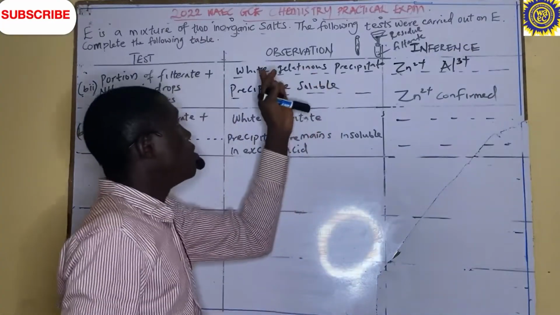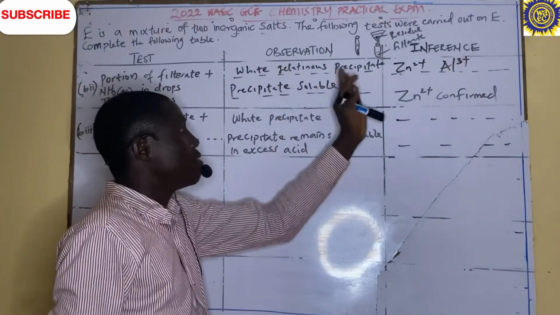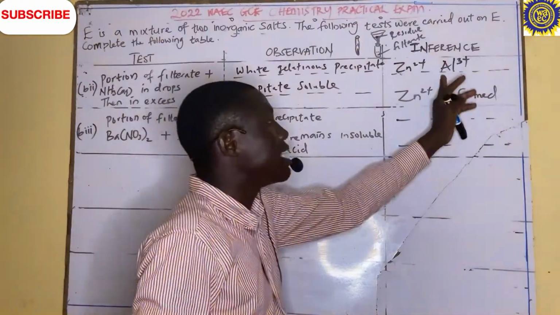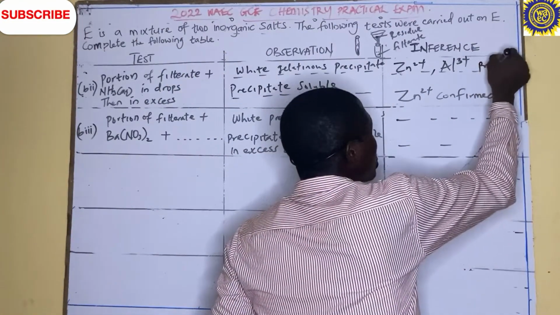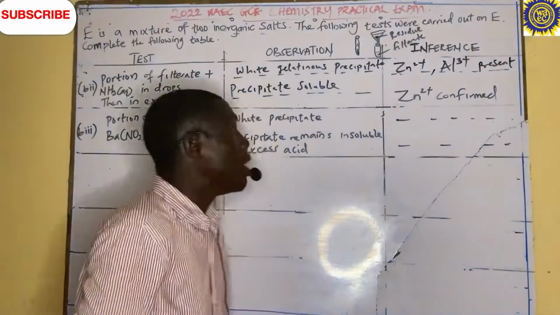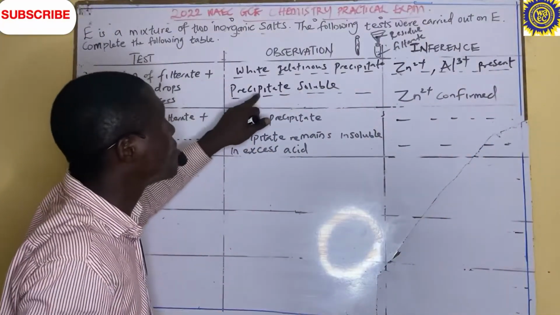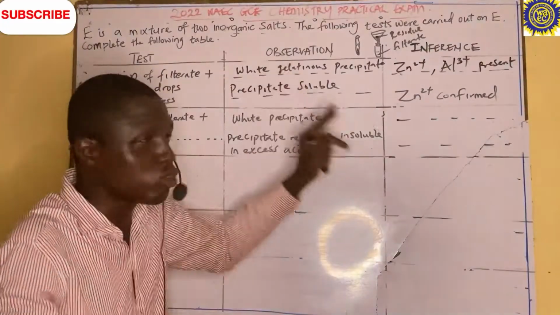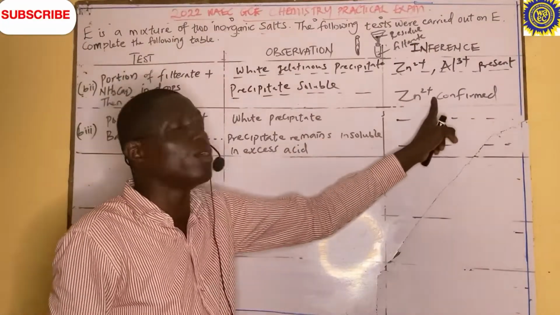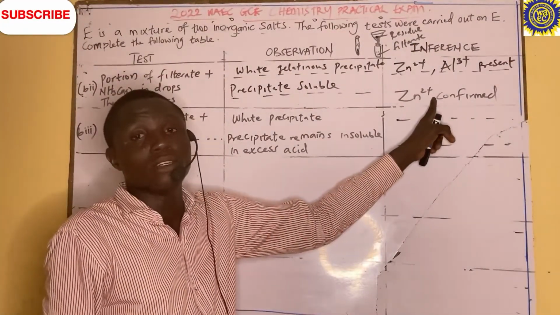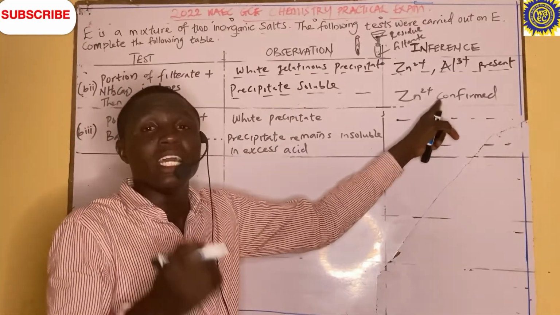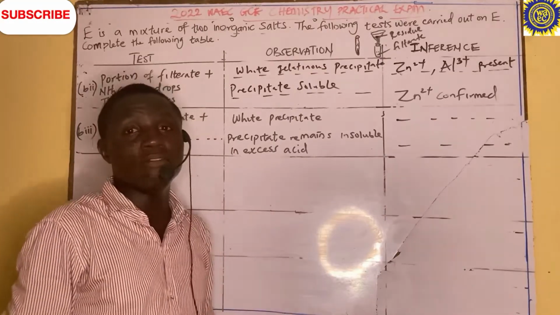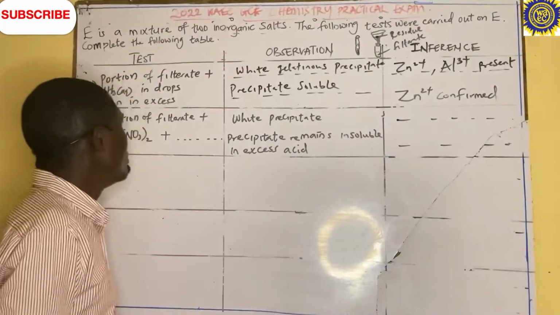When you have a white gelatinous precipitate, you can say zinc 2 plus and aluminum 3 plus are present, because you are not sure. But immediately when you add it in excess and the precipitate is soluble, know for sure that it is zinc 2 plus that is being confirmed. And that's how we test for zinc ion in a solution or in a filtrate. So that's that about zinc 2 plus.